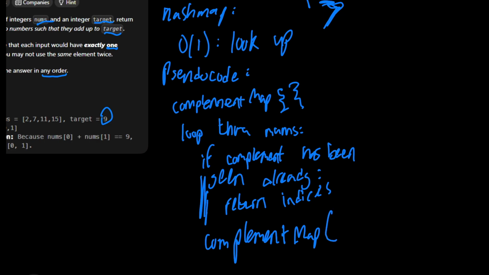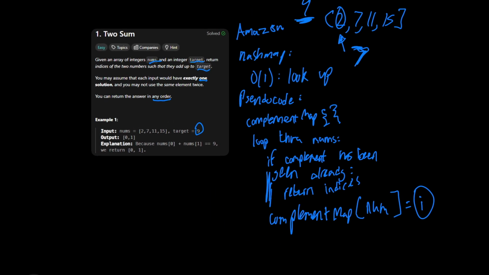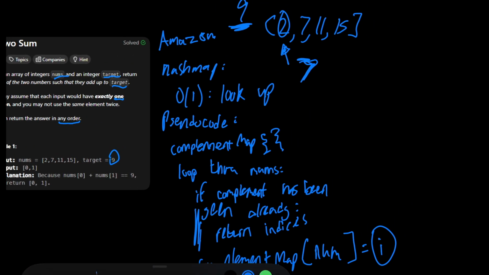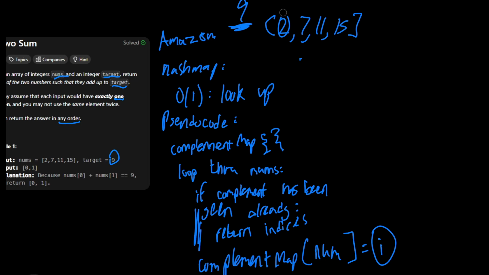So basically, this complement map is going to store the number and its indice. So let's just say i was our index variable in this case. With this sort of pseudocode, let's walk through this solution real quick. Sorry, my handwriting is so bad right now.